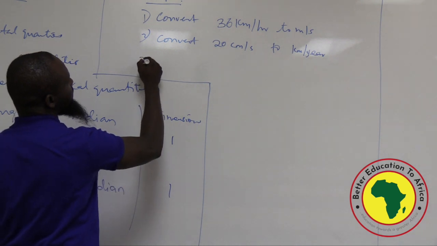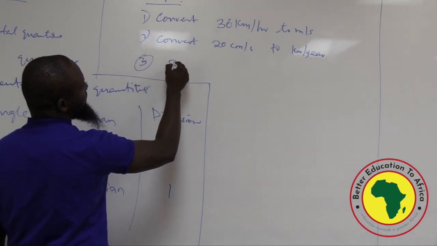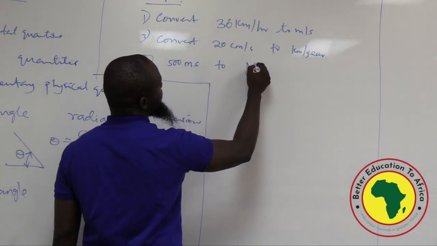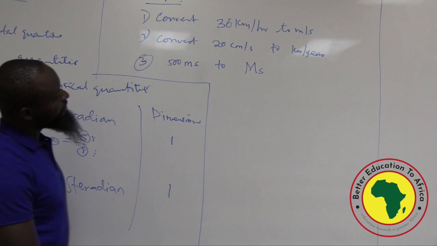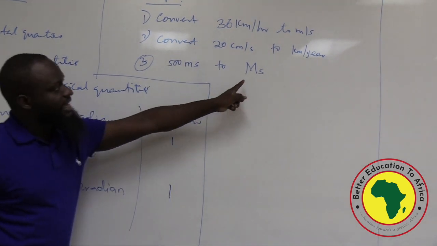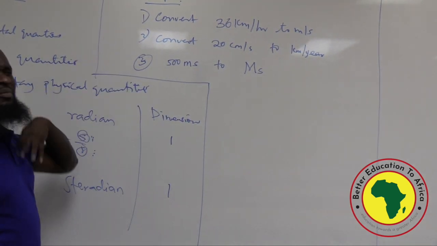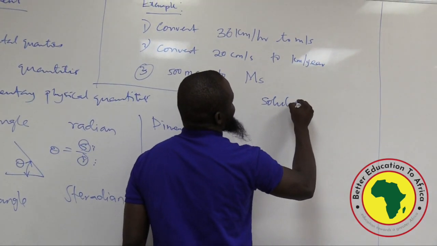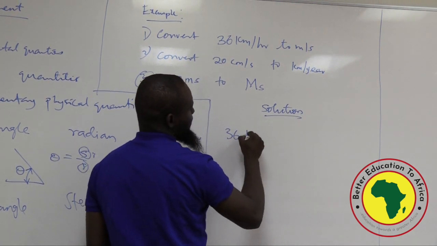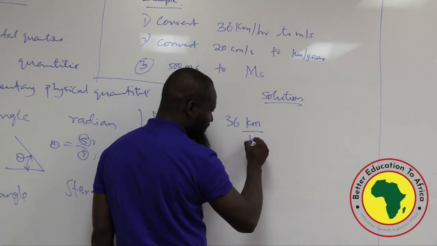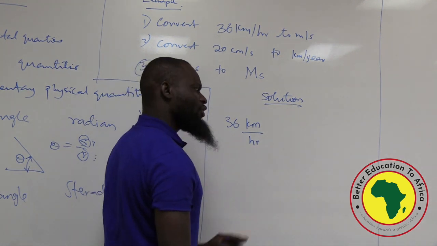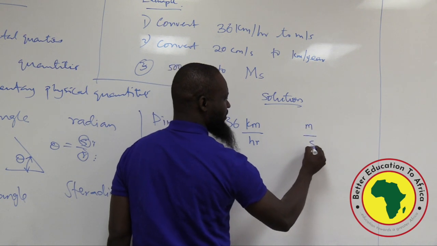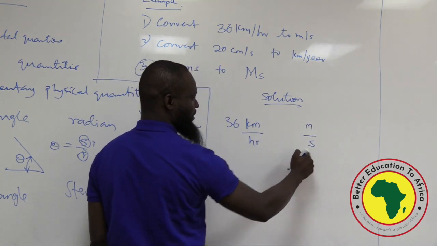Or convert 500 milliseconds to megaseconds. So we can convert from anything to anything. So let's start from the first one, number 1. Say convert 36 kilometers per hour. This will tell us how to convert. We write the unit like this, kilometer per hour. Then I look for what is what. I want to convert this to meters per second. So instead of kilometer per hour, I want meters per second.